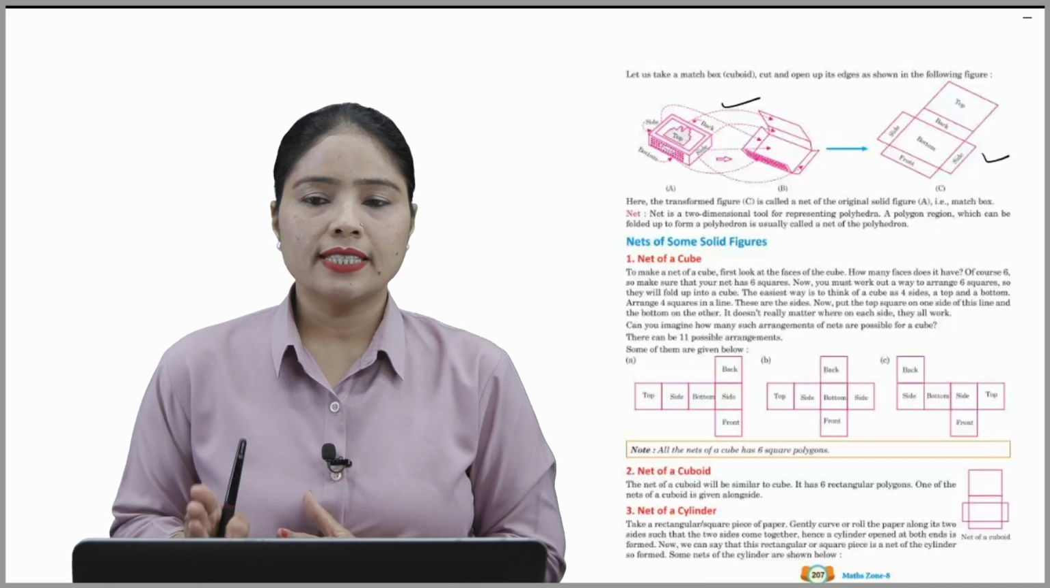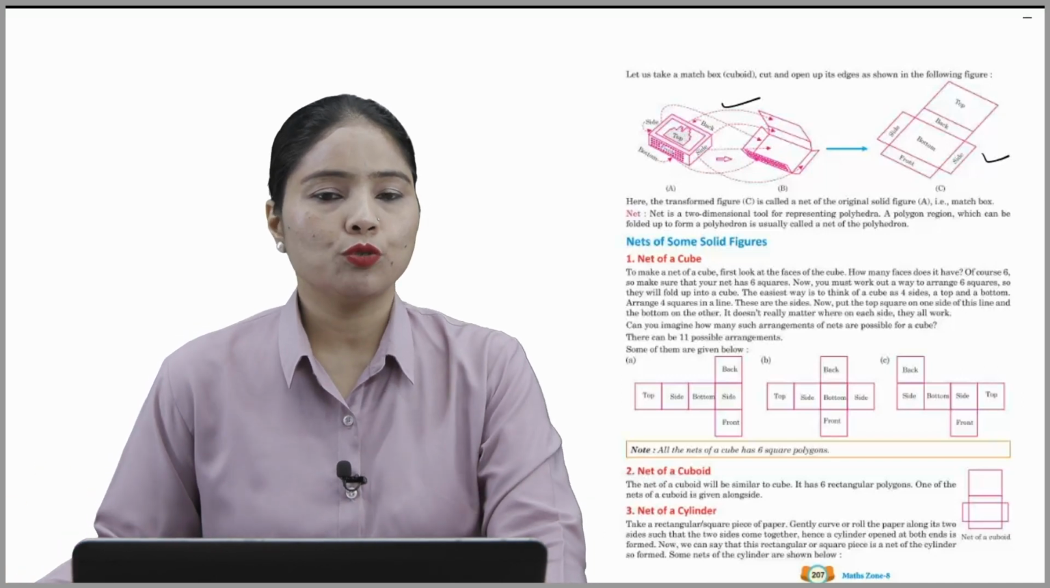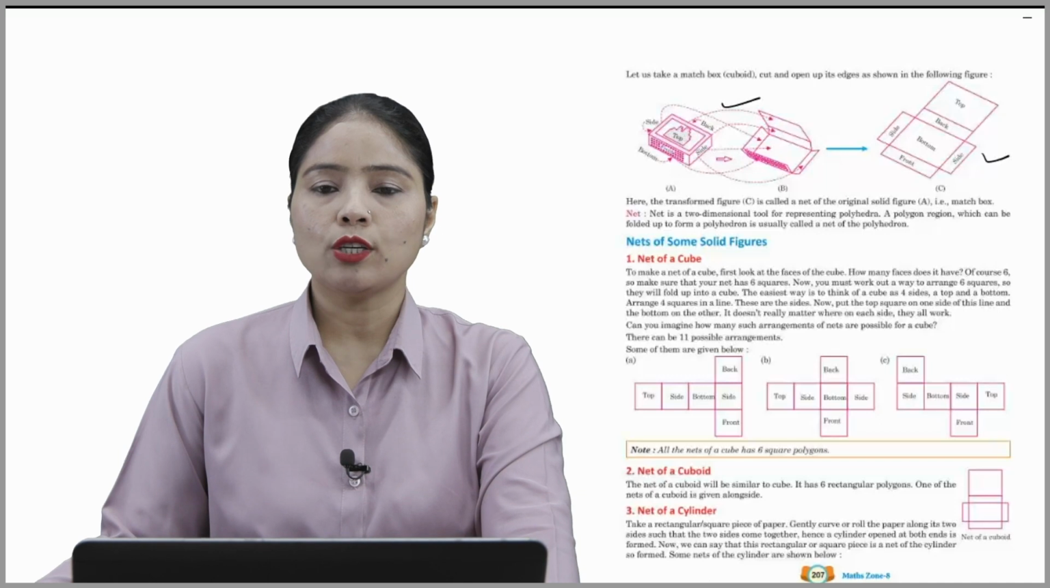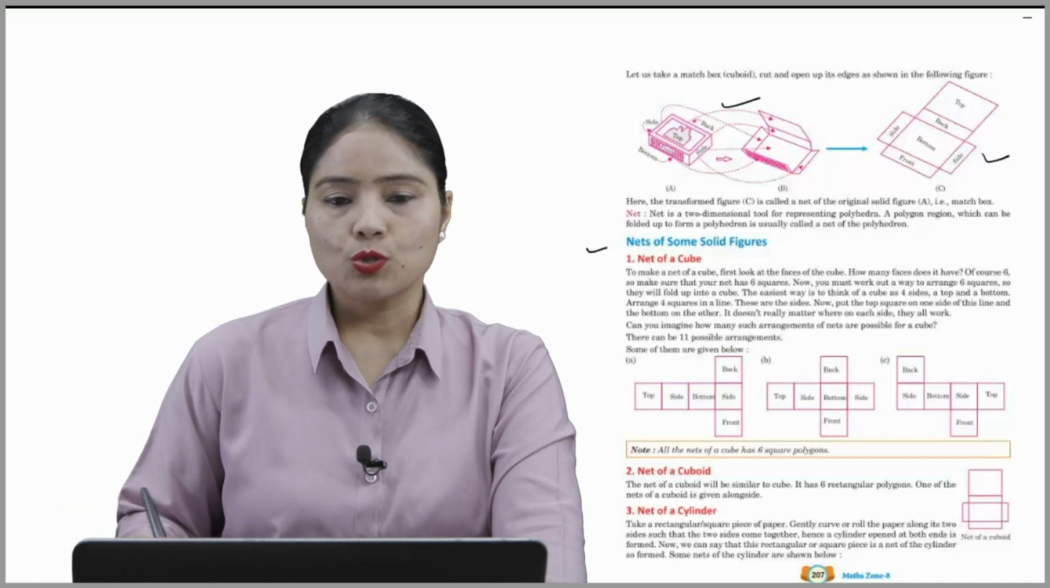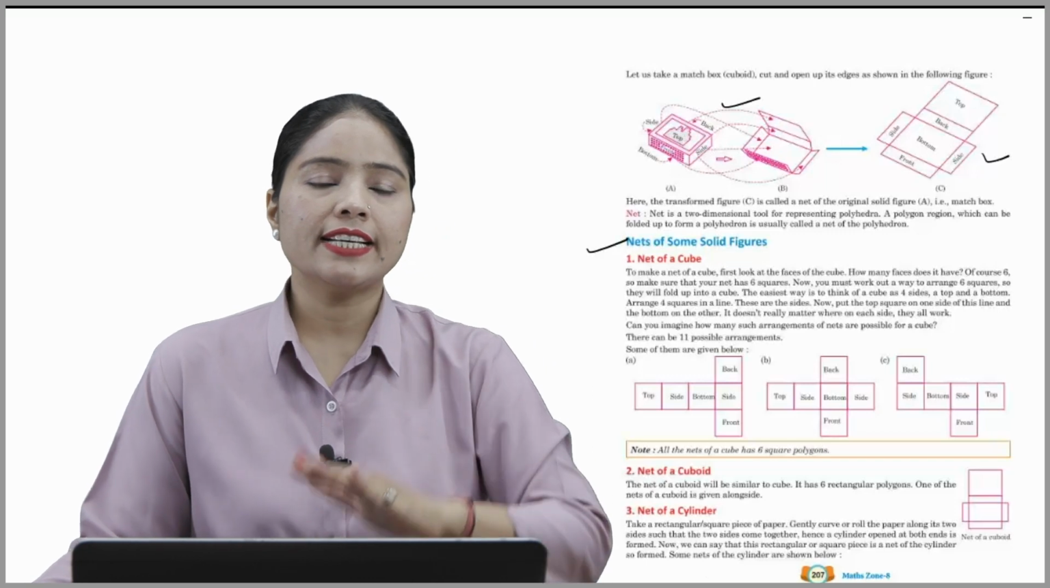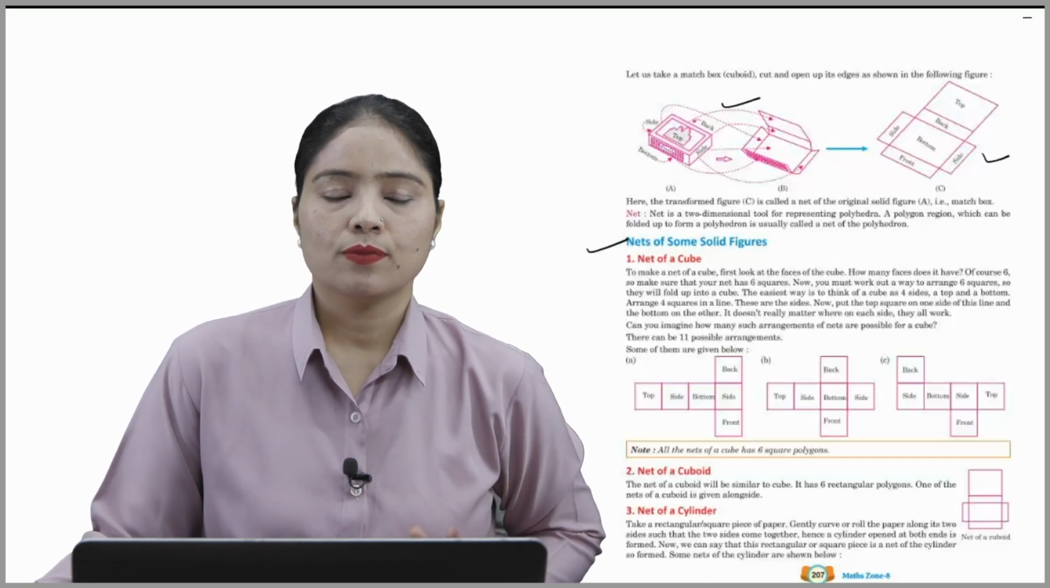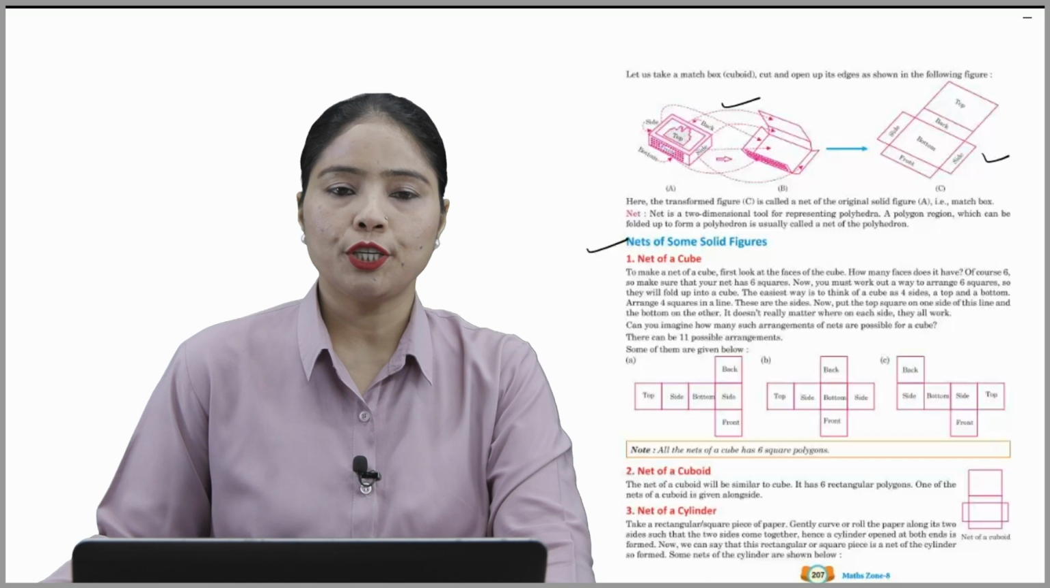A polygon region which can be folded up to form a polyhedron is usually called the net of the polyhedron, beta. Hope you understood well. So now move on to the next, which is nets of some solid figures. First one is net of a cube.